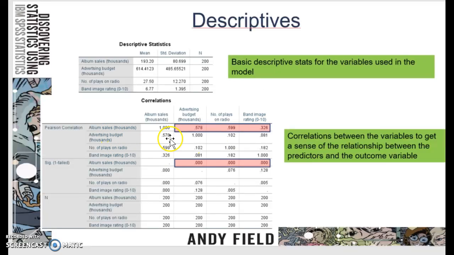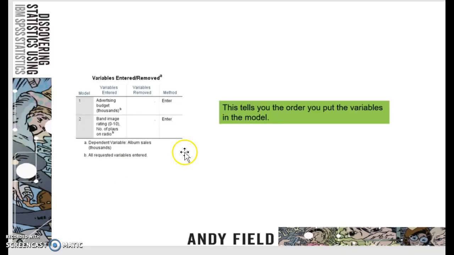So we've got album sales, and it's correlated with advertising budget, and that is significant. We've got number of plays, and it is a significant correlation. And then the image, which is significantly correlated, which is a good thing because we're going to include all of these in our regression model. Then you get this table, and we've got two models here. The first model just looked at advertising budget, and the second model included the other variables.